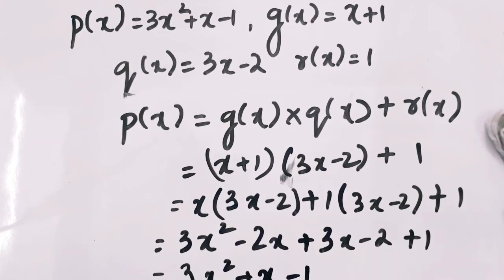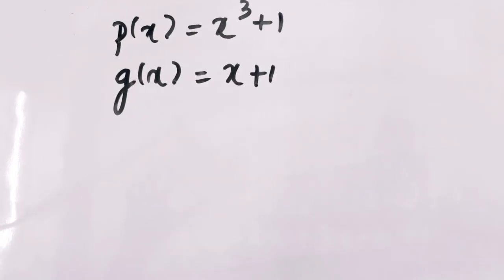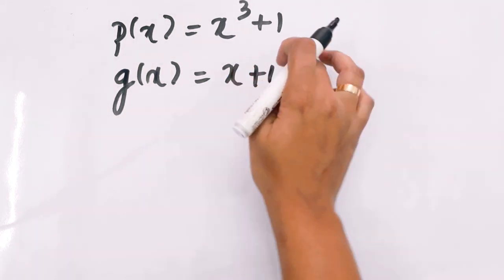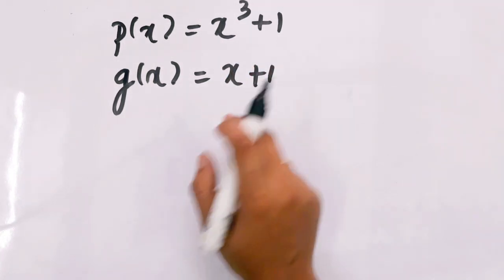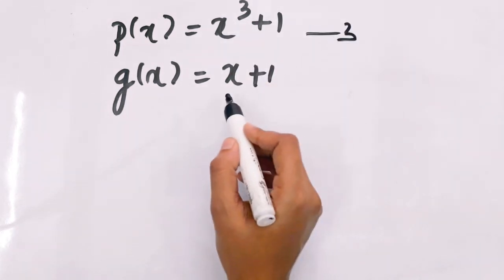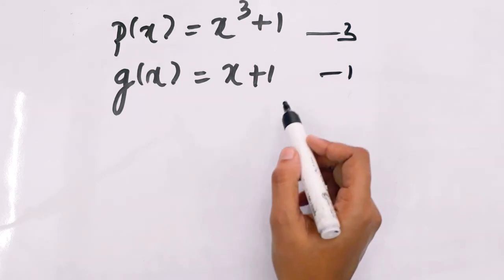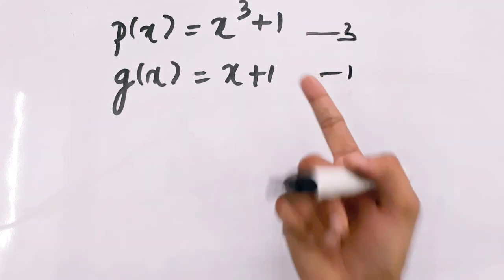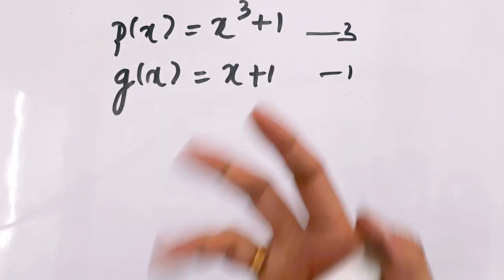So let us take one more example. Suppose I have taken two polynomials here, p of x and g of x. This is my dividend and this is my divisor. If you observe here, the degree of the entire expression is 3 and this is 1. So the degree of a divisor is always less than the degree of the dividend. If it is so, then only we can divide, otherwise we cannot divide it.